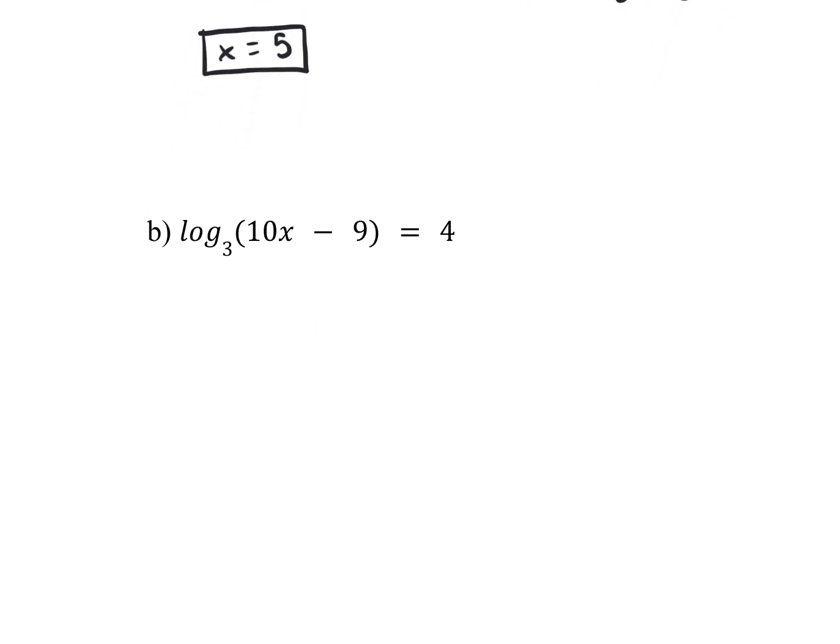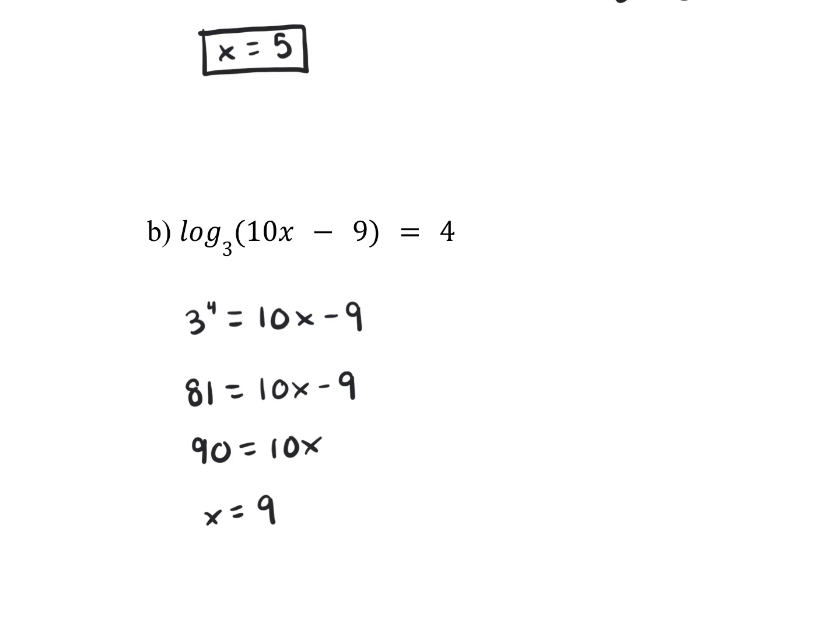All right, down here, again, our logarithmic expression is already isolated, so now it's time to rewrite. So I'll say 3 to the power of 4 equals 10x minus 9. So that's rewriting in exponential form. And then we know that 3 to the power of 4 is 81. And if I add 9 to both sides and divide both sides by 10, I get x equals 9.